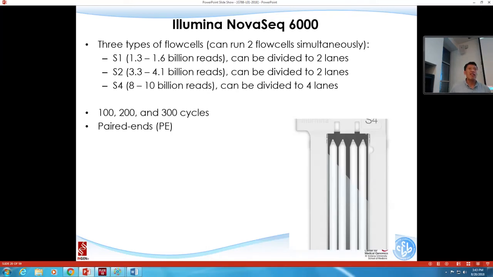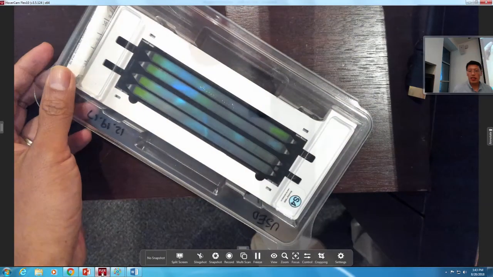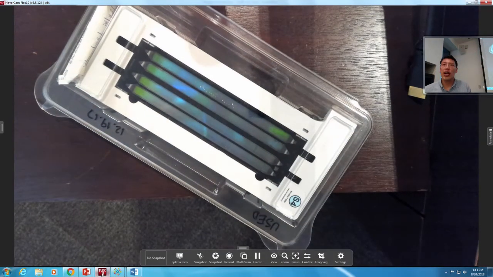The next one is even more powerful. It's called NovaSeq 6000, and this is also a platform we have in our lab. Now I'm going to show you what the flow cell looks like. It'll be much bigger, like this. What I'm showing you here is the S4 chip, which is their most powerful one.